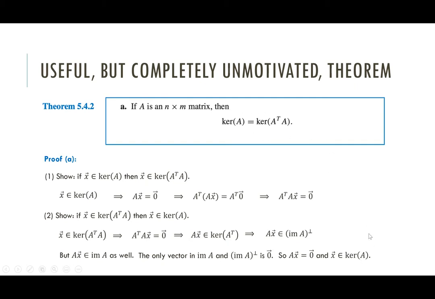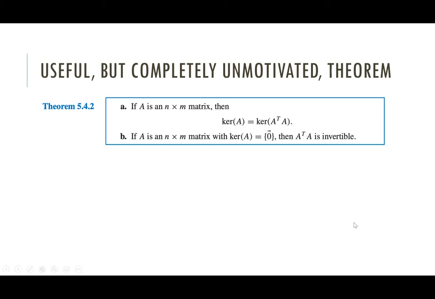So, okay, we did it. We proved part A. So now what was part B? Part B says, if A is an n by m matrix where the kernel of A is 0, then the matrix A transpose A is actually invertible. Let's see why this is true.